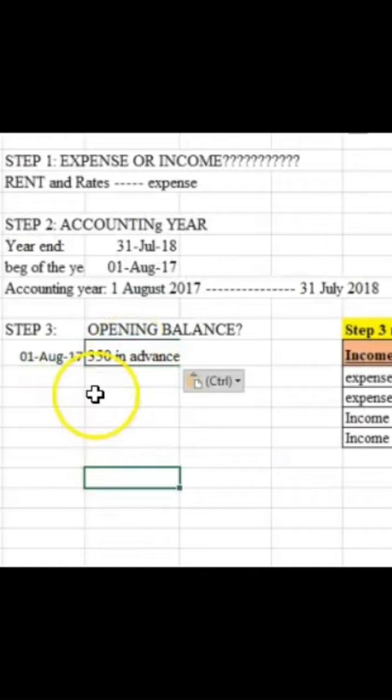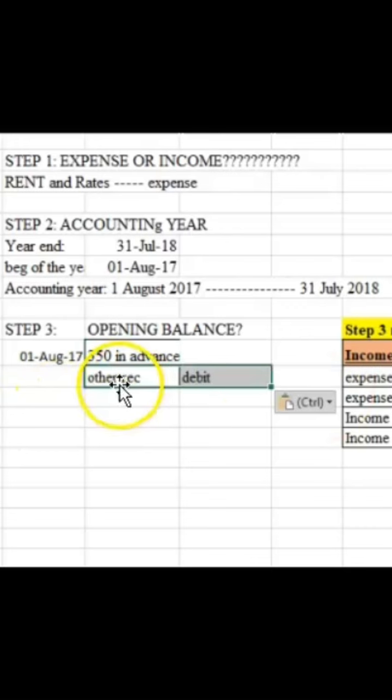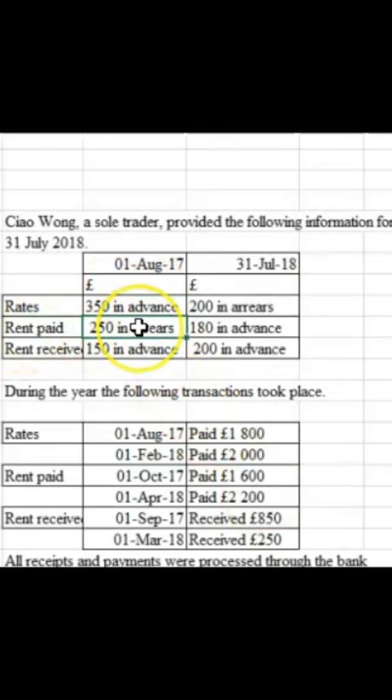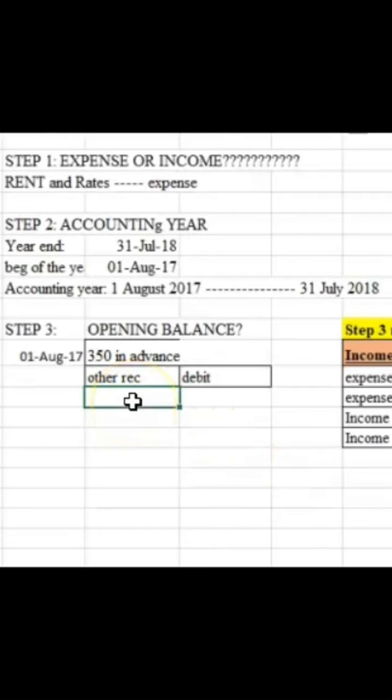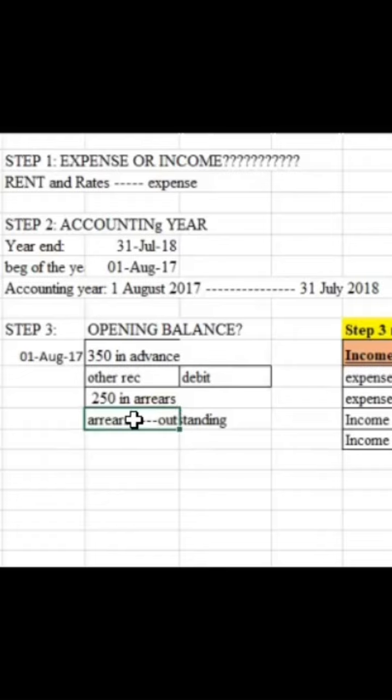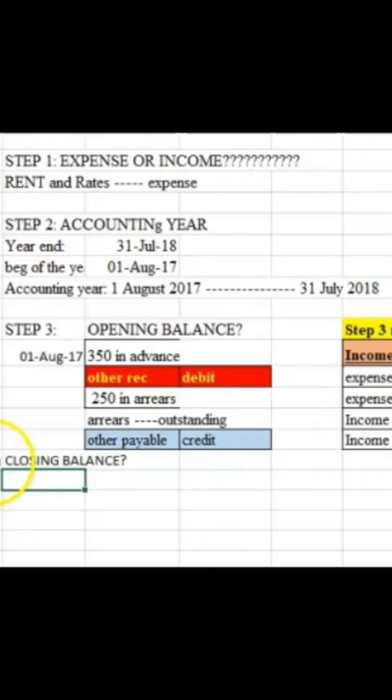On 1 August 2017, rates of $350 in advance. So according to the rules, expenses paid in advance is other receivable, so $350 is debit. On the same day, rent expense of $250 in arrears. Arrears means payment is done after service is enjoyed, which means it is outstanding, which also means owes. As per the rules, owed expense means it is other payable, so the $250 is credit entry.